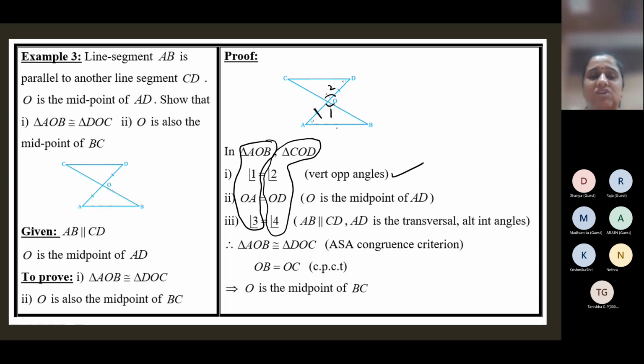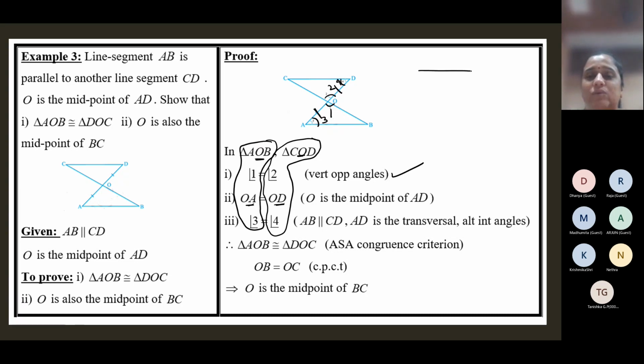OA of the first triangle AOB is equal to OD of the second triangle, because it's given that O is the midpoint of AD. So this side of the first triangle is equal to this side of the second triangle, because it's given O is the midpoint. And then angle 3 of the first triangle, this is angle 3. I've marked it, it's not visible clearly, but I've marked 3 here. Angle 3 of the first triangle is equal to angle 4 of the second triangle.